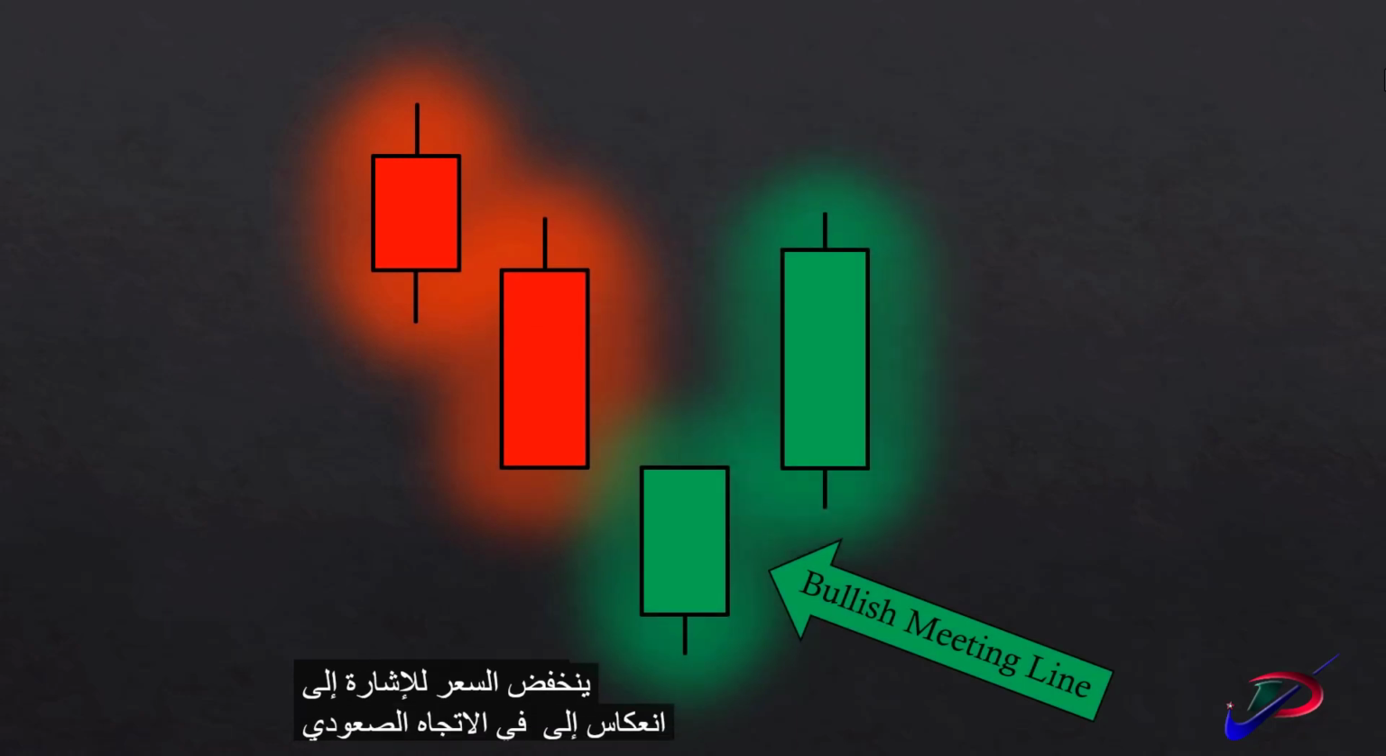The bullish meeting line appears when price is going down in order to signal a reversal to the upside.